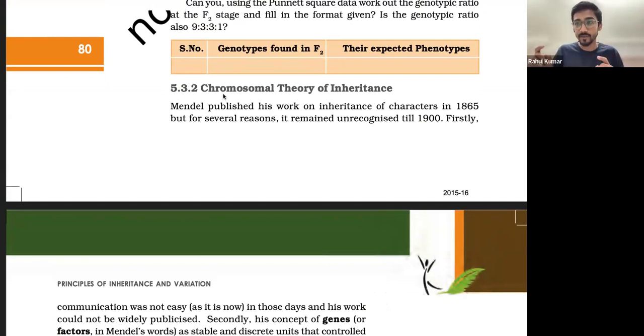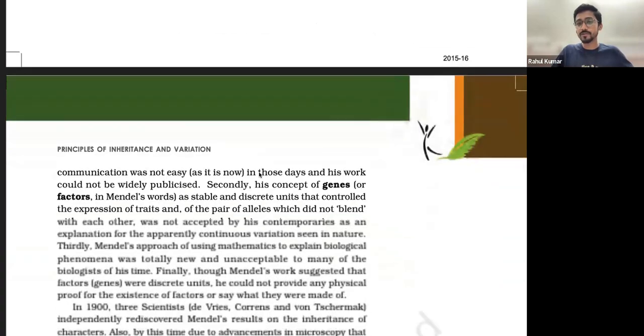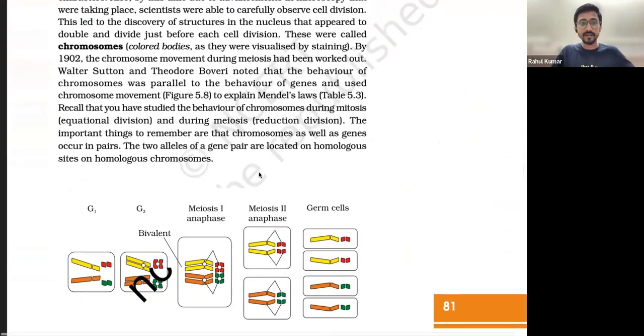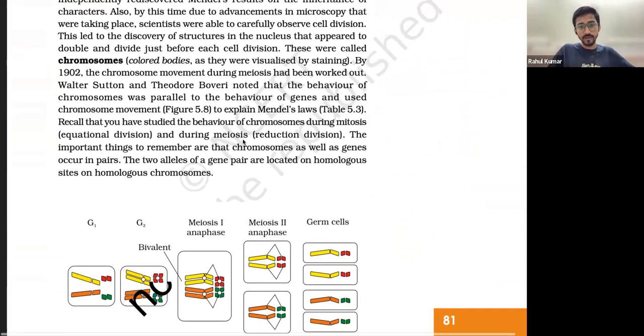And they were right, because now we know after 100 years that chromosomes are made up of DNA, and on DNA is present the gene, and 2 different versions of a gene are called alleles, and basically this is how the whole of genetics works. So these earlier scientists were brilliant enough to understand that what Mendel said with genes and factors, the chromosomal theory of inheritance also means the same thing. It was given by Walter Sutton and Theodore Boveri.